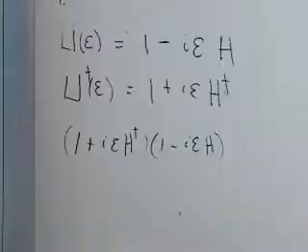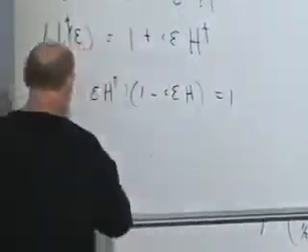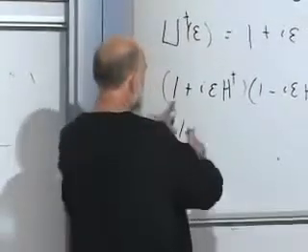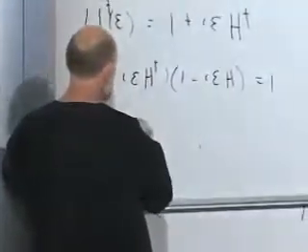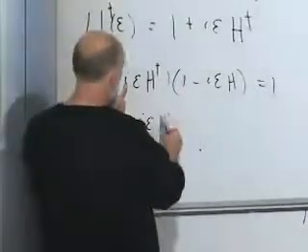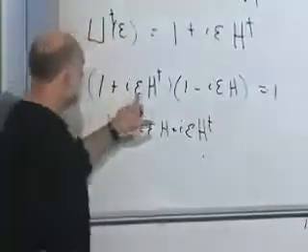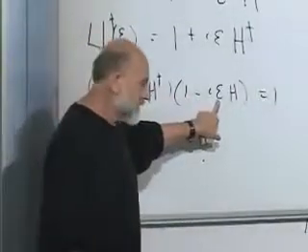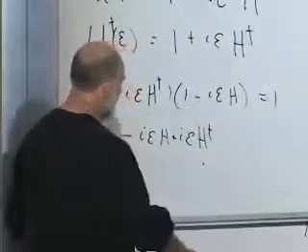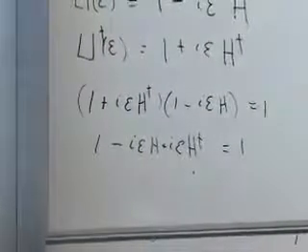What does that have to equal? Well, if U is unitary, that has to equal 1. So let's expand it out. 1, now we have 1 times minus i epsilon H, and then we have plus i epsilon H dagger, and then we have something of order epsilon squared. All of that has to equal 1, and we're going to ignore epsilon squared. Epsilon is so small that we can ignore it.